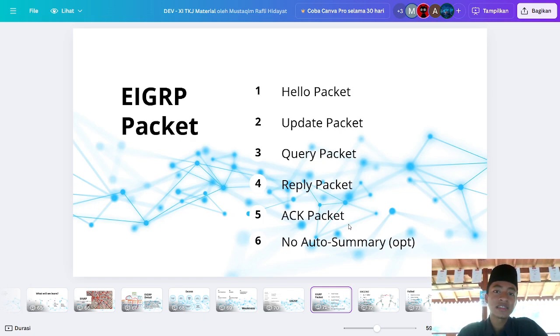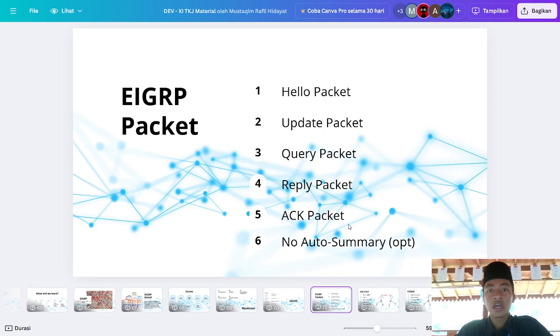After that, there is the query packet, which carries the network or the IP address that the router has and wants to advertise to the neighbor. The reply packet is when the other router receives it and replies with its own routing information. The acknowledgement packet is sent when the router has received the routing information or IP address of the neighbor. And the summary is optional: if you want EIGRP to not use auto summary, or not use VLSM, it is going to use CIDR.